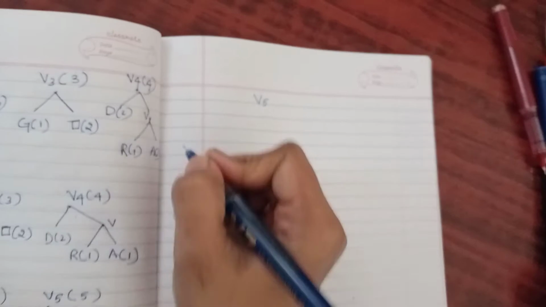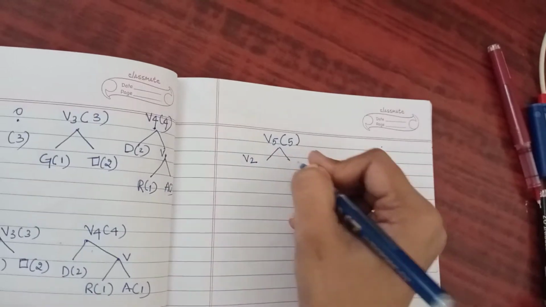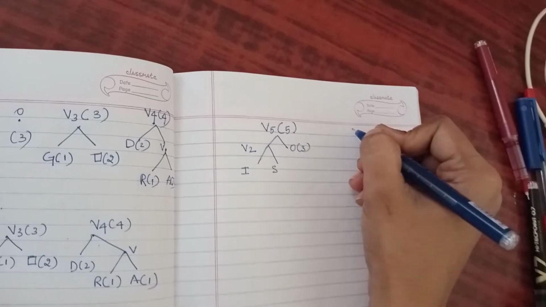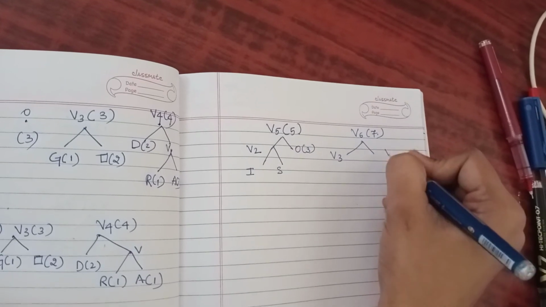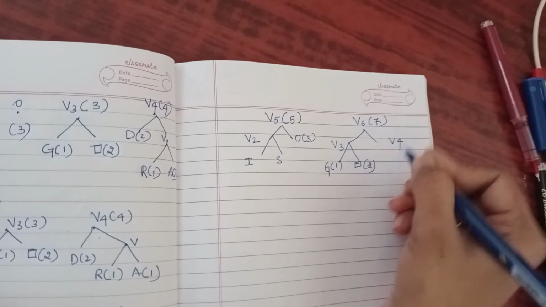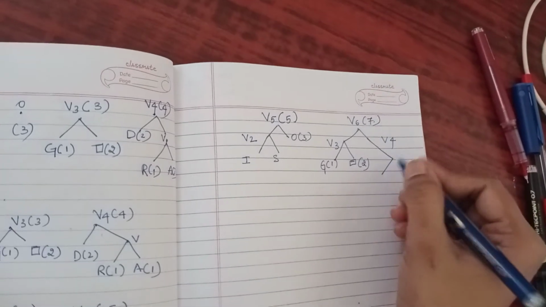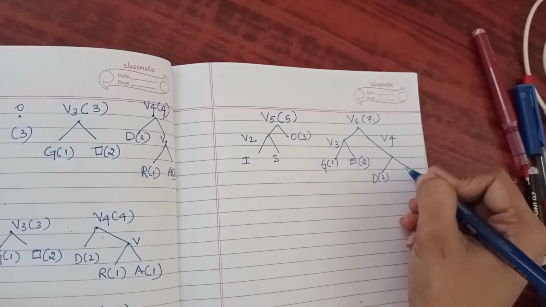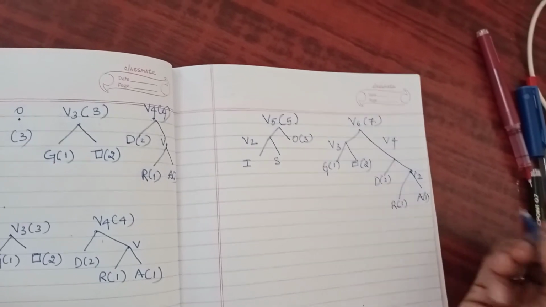That means V of 5 comes first, I and S. Okay, next comes V of 7. Okay, so that is V of 3, V of 4, G of 1, blank space of 2, and V4, D of 2, V2, R of 1, E of 1. Okay, so this you have.